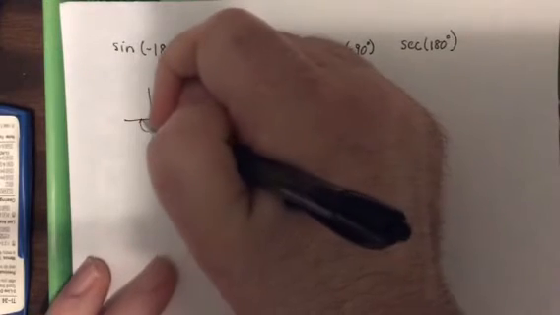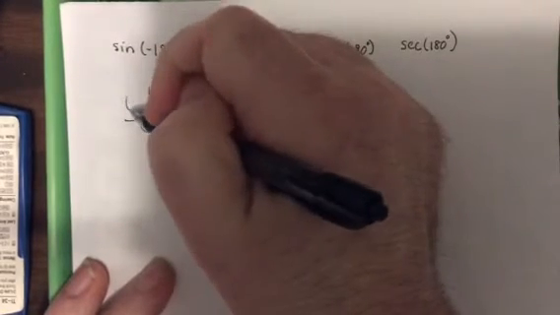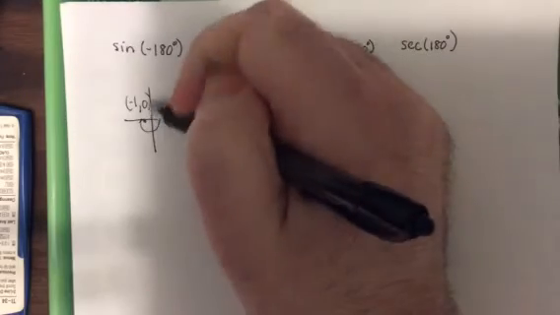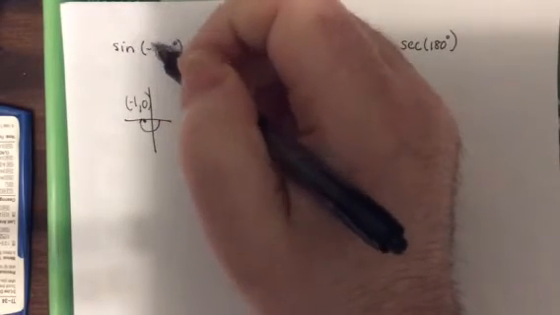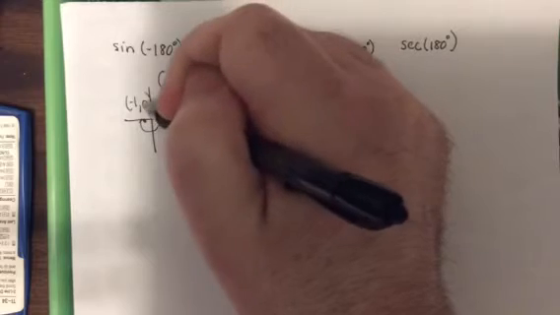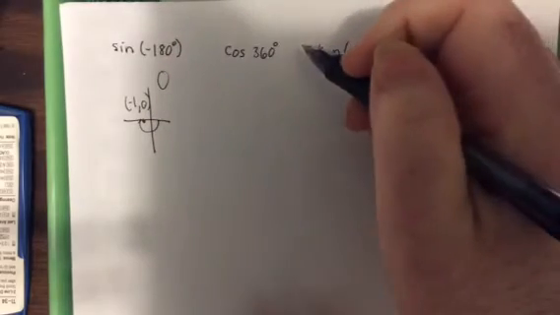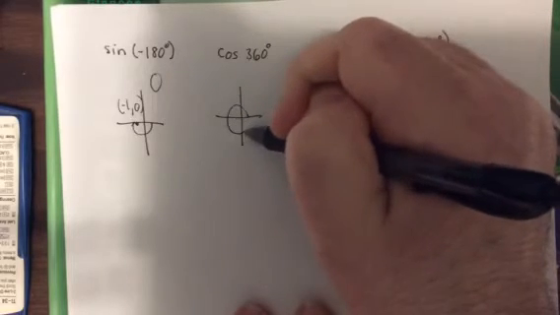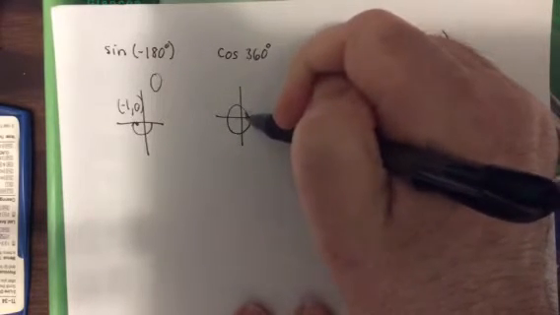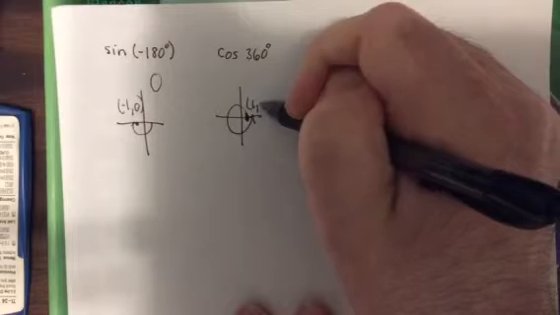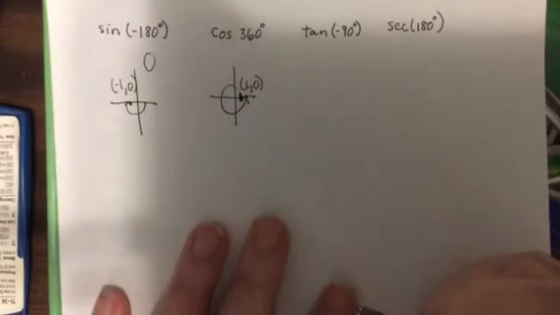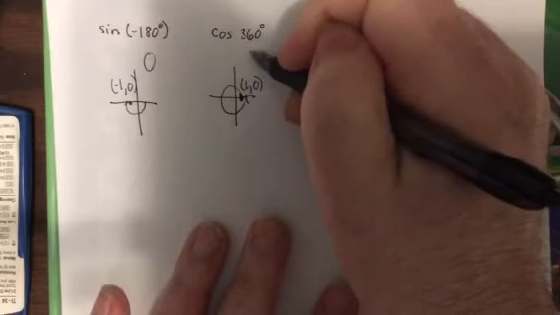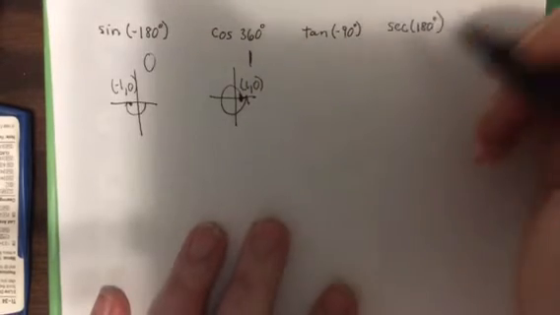Okay, so this would be the point negative 1, 0. One unit, r is 1. So sine is y over r, so it'd be 0. 360 would be the point 1, 0. And cosine is x over r. Since we're one unit away from the origin, r is 1. So 1 divided by 1.